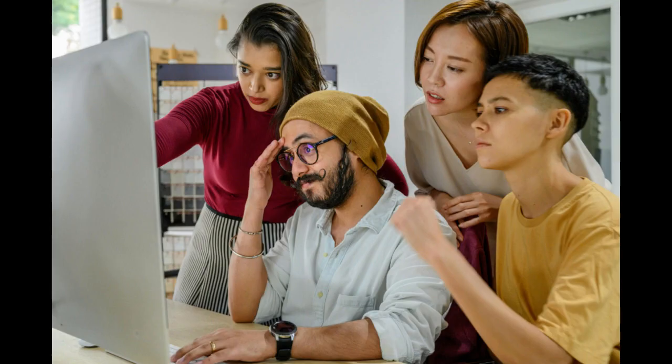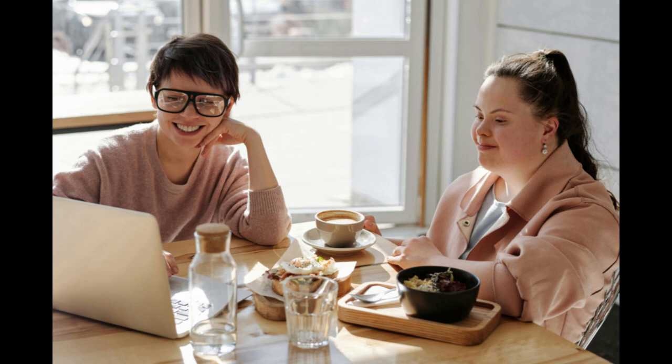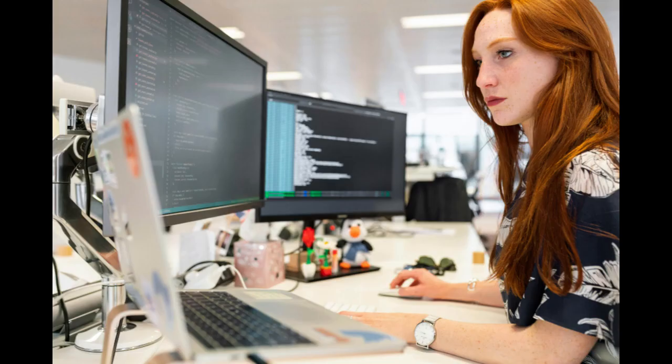Starting an edtech startup can be an exciting endeavor, but it requires careful planning and execution. Here's a step-by-step guide to help you get started. 1. Identify your niche. Determine which area of education technology you want to focus on. This could be anything from K-12 education, higher education, corporate training, language learning, skill development, or specialized subjects like STEM or humanities.